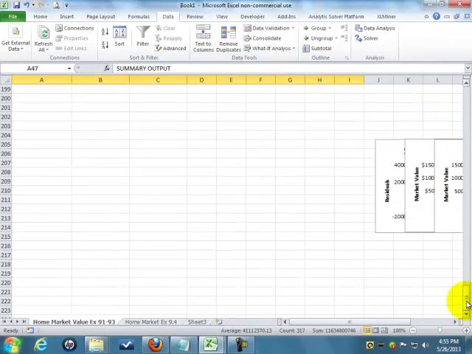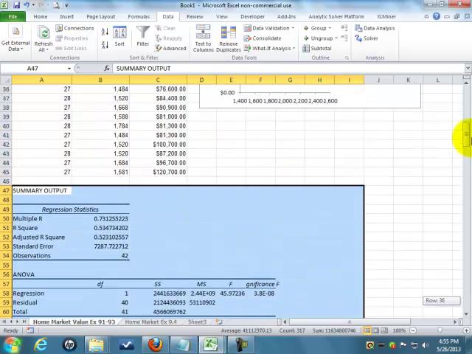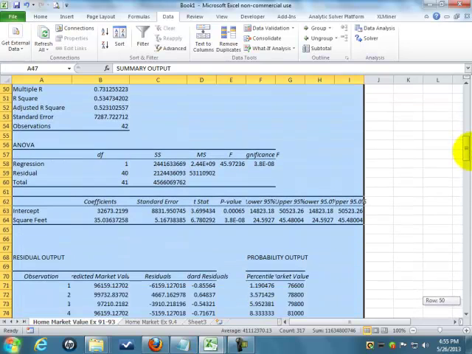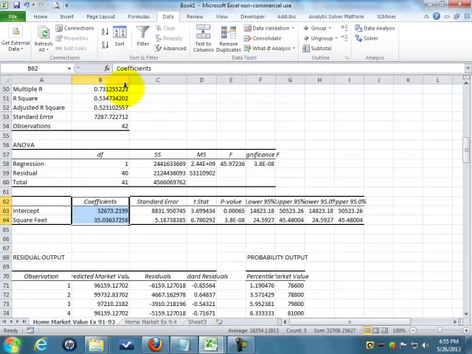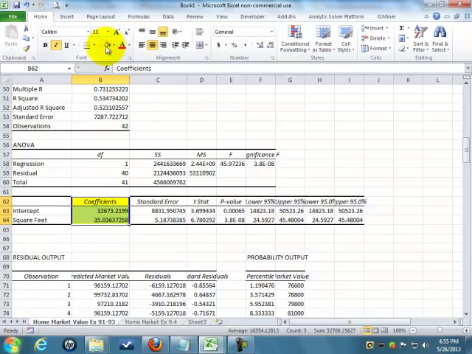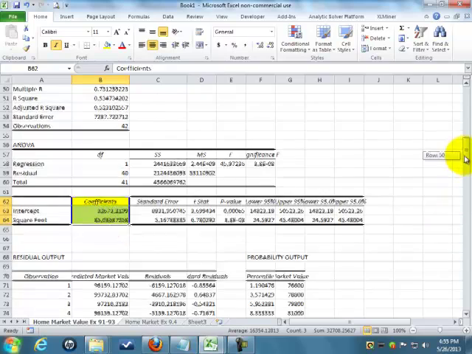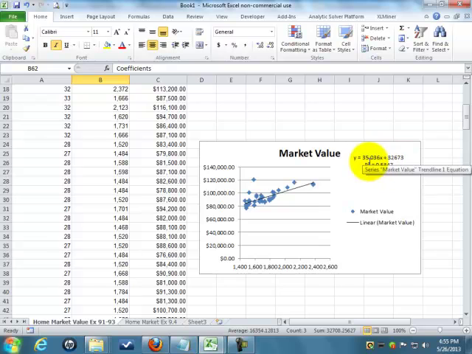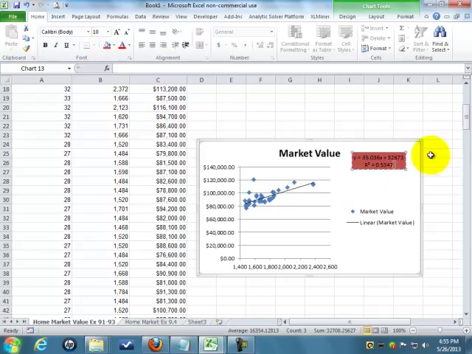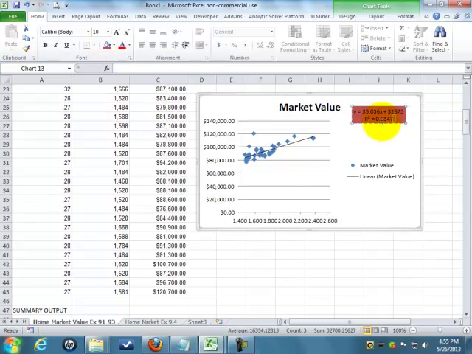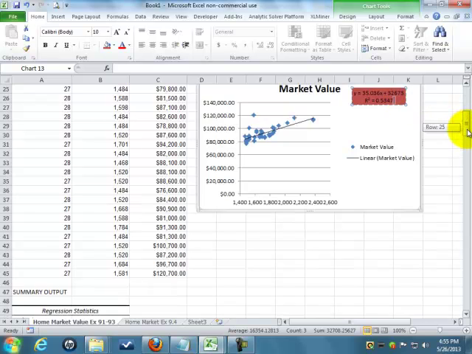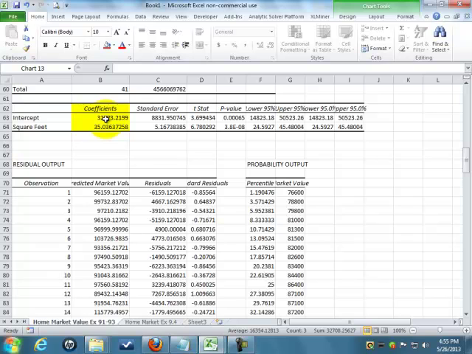All right, so it's given me all of this stuff. Now, the first thing I want to look at probably is these coefficients right here. Notice these coefficients, the square footage, 35.03. Notice that number's right here. Coefficient of my slope is 35 and my y-intercept's 32,000. Notice right there, 32,000. So that's the first thing I'm going to want to look at.